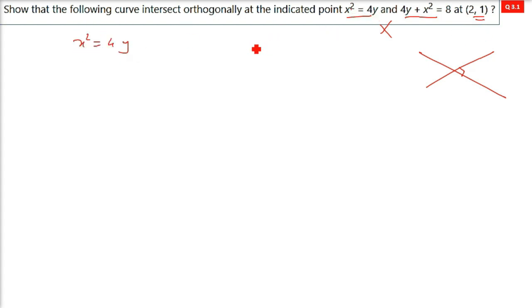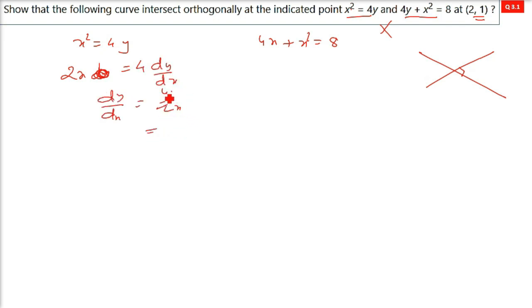You have 4y plus x square equals 8. Let us differentiate it. 2x dx, no dx. It will be 4 dy by dx. So dy by dx is 2x by 4. So let me just change it. I'll just write 2x by 4 here. You can just cancel 2, so you'll get x by 2 for dy by dx.